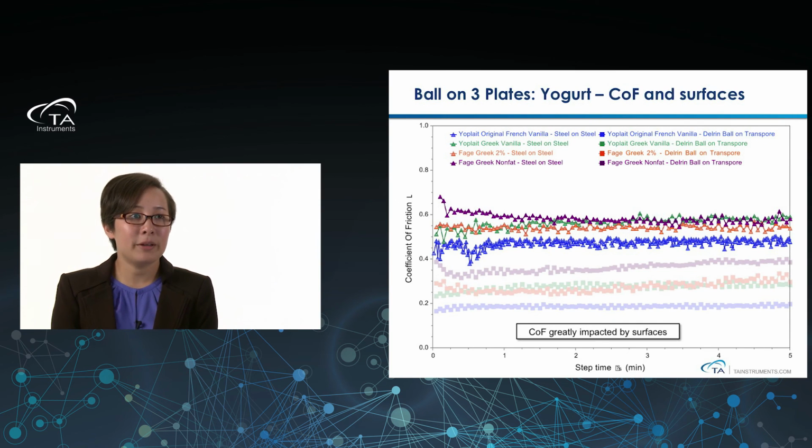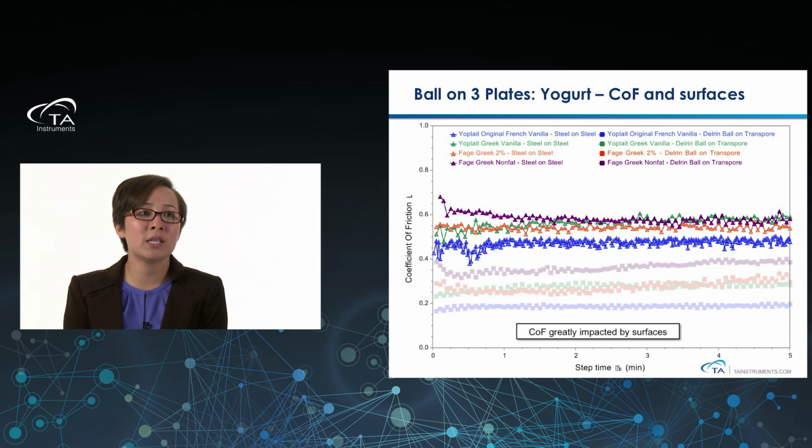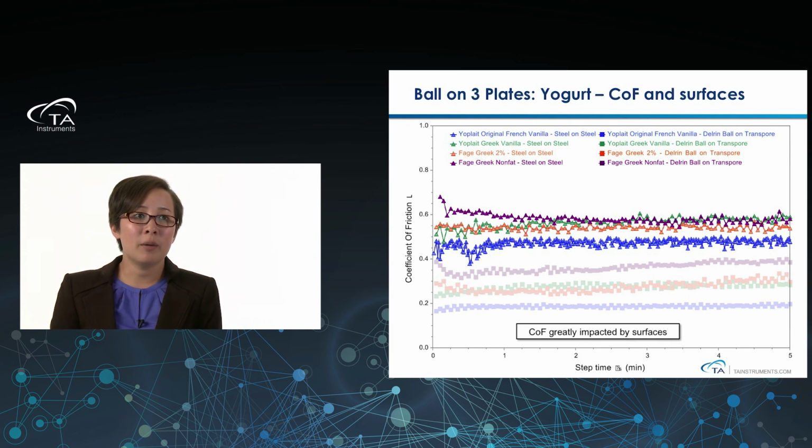So what happened? Well, we have the coefficient of friction on the left-hand side, and then we have time on the x-axis. And first, what we have in triangles is the steel on steel. So this was a stainless steel sphere on a skin substitute of stainless steel plates.